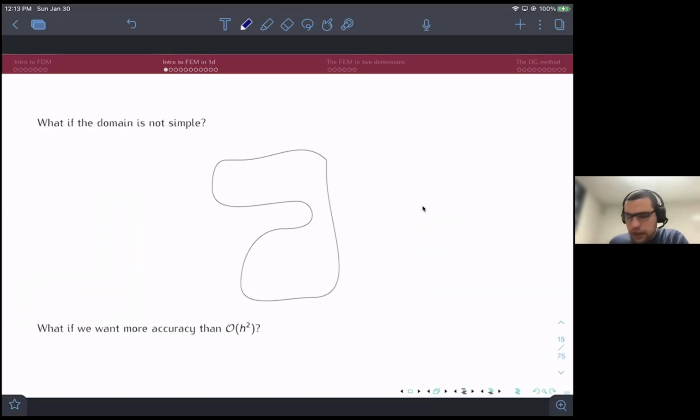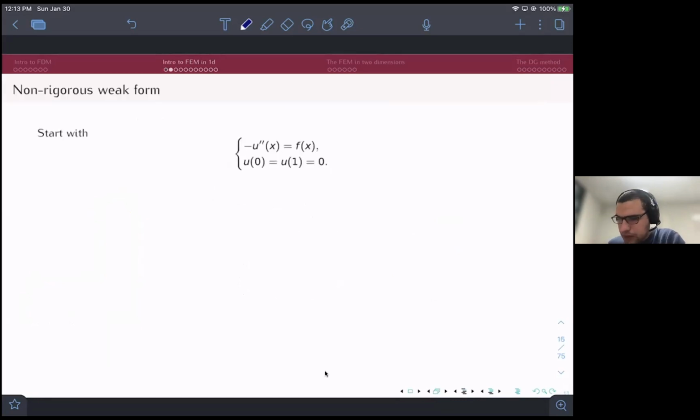Also, what if I wanted something more than h squared as my error? What if I wanted something like h cubed, h to the 4th, and so on and so forth? So let's see what we can do. Let's start with that same ODE: negative u double prime is equal to f with Dirichlet boundary conditions.